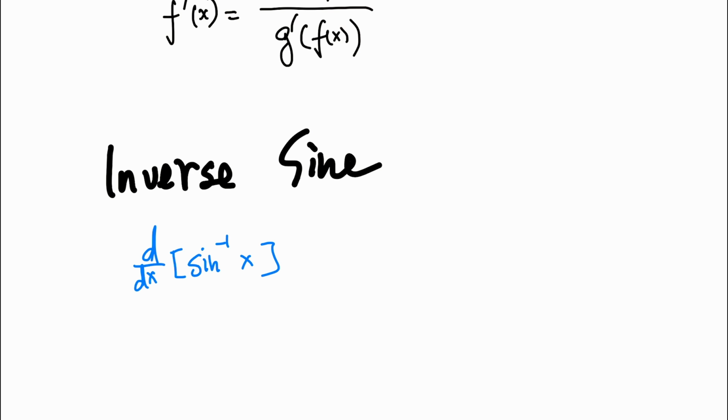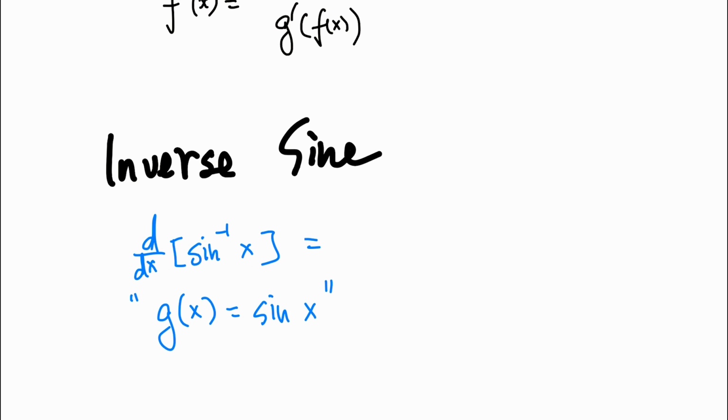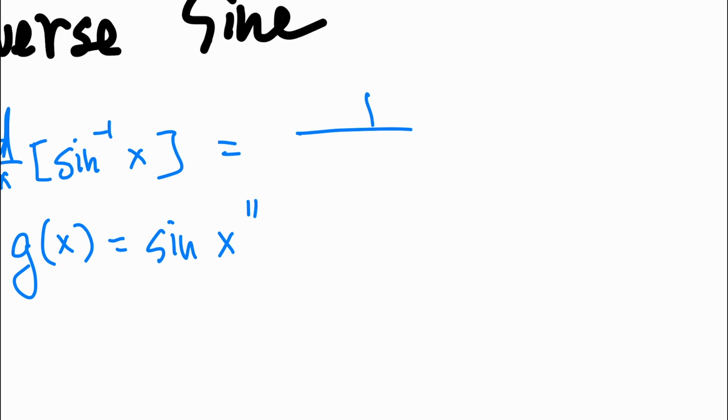So, plugging in this formula, g of x over here is just equal to sine of x because that's the inverse of sine inverse, and g prime over here is equal to cosine. So over here we just have 1 over cosine of sine inverse of x.